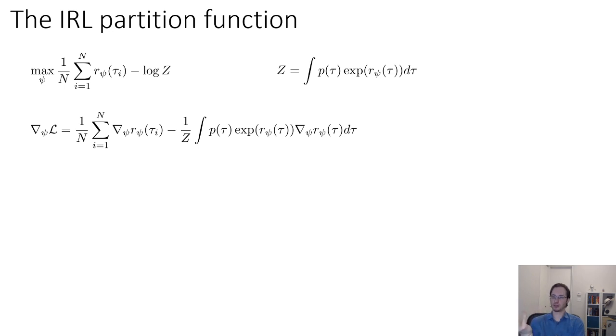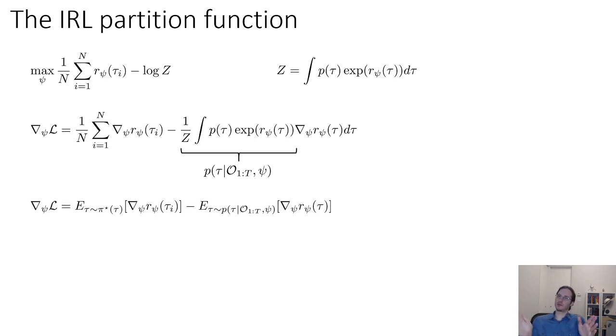So if you plug in the equation for Z and then take the derivative with respect to psi, you get this expression. You get 1 over N times the sum over all of your samples of the gradient of the reward of the trajectory tau_i, minus 1 over Z, that just comes from the derivative of a logarithm, times the integral of p of tau times the exponential of the reward times grad r. But something pretty neat that you might note about this is that the second term can actually be viewed as an expected value under the distribution over trajectories induced by your current psi. Right, because this expression 1 over Z times p of tau times exponential of r_psi of tau is exactly p of tau given optimality and psi.